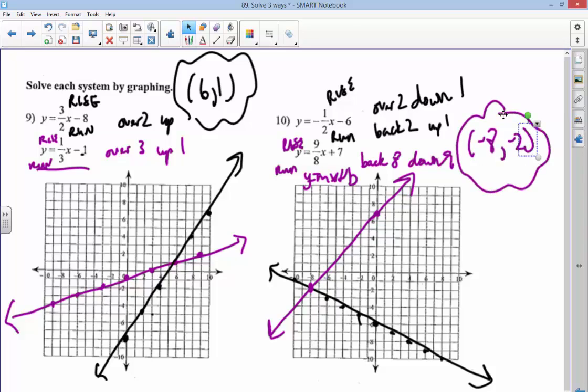And then you might just want to quickly check. 9 over 8 times negative 8 is negative 9, and negative 9 plus 7 is negative 2, so yep. Negative 1/2 times negative 8 is positive 4, and positive 4 minus 6 is negative 2. So again, you're 100% positive this works.